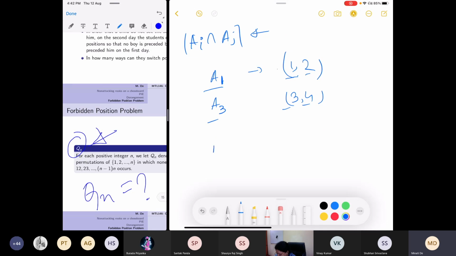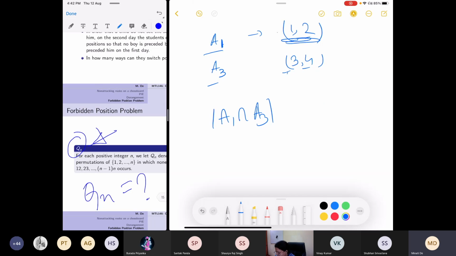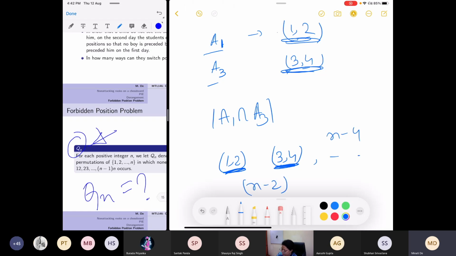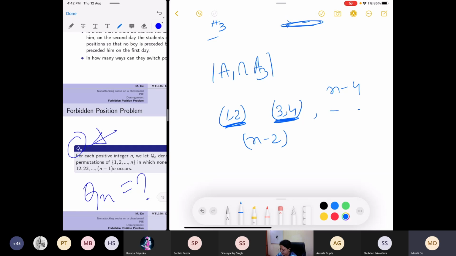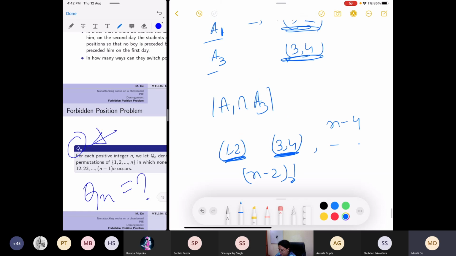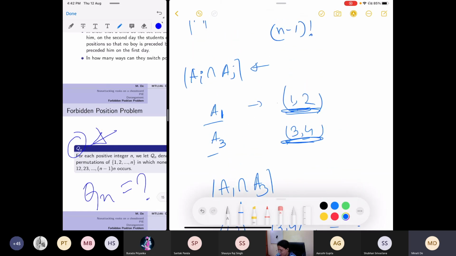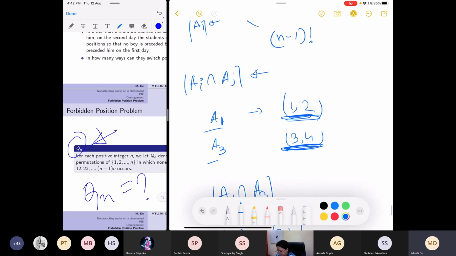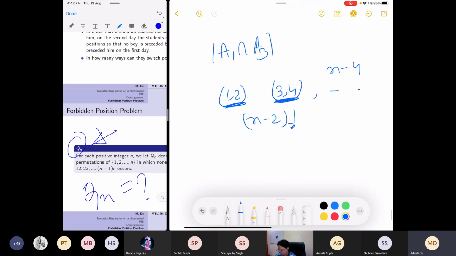Then the cardinality of A1 intersection A3, you can count like this. I have 1, 2 as one symbol, and 3, 4 as another symbol. How many symbols do you have right now? 1, 2 is one symbol, and 3, 4 also come together, so you can consider that as another symbol. The remaining n minus 4 things are there. So altogether you have n minus 2 symbols, and you can permute them in n minus 2 factorial ways. So if AI and AJ have no common elements like this, the cardinality of AI intersection AJ is n minus 2 factorial.